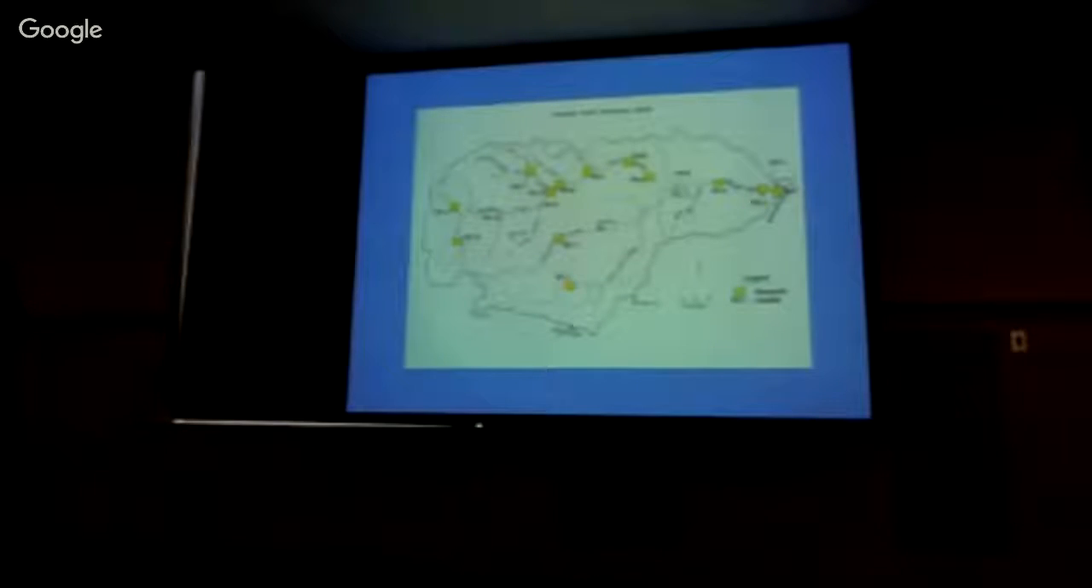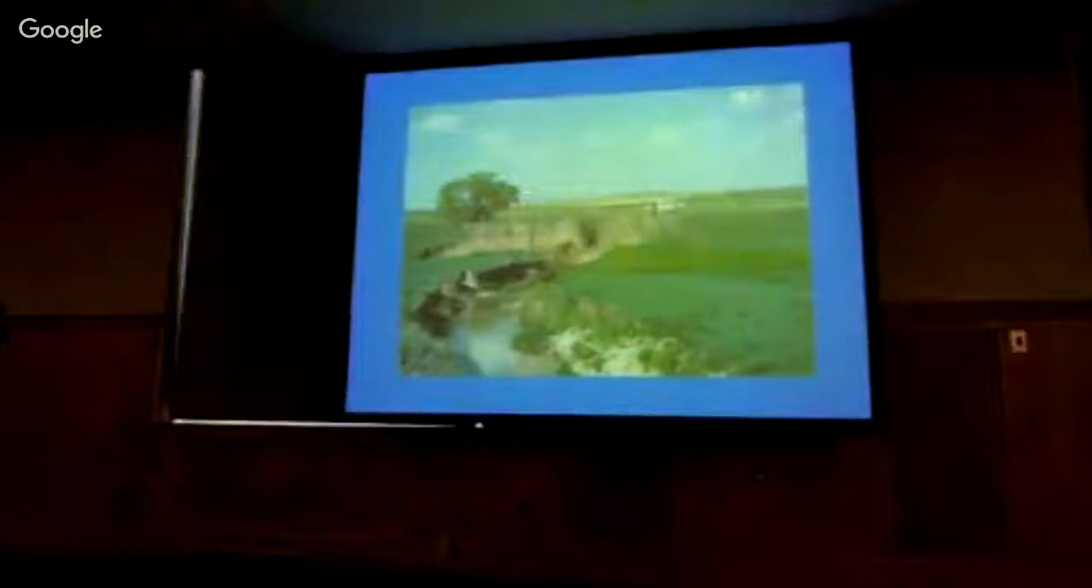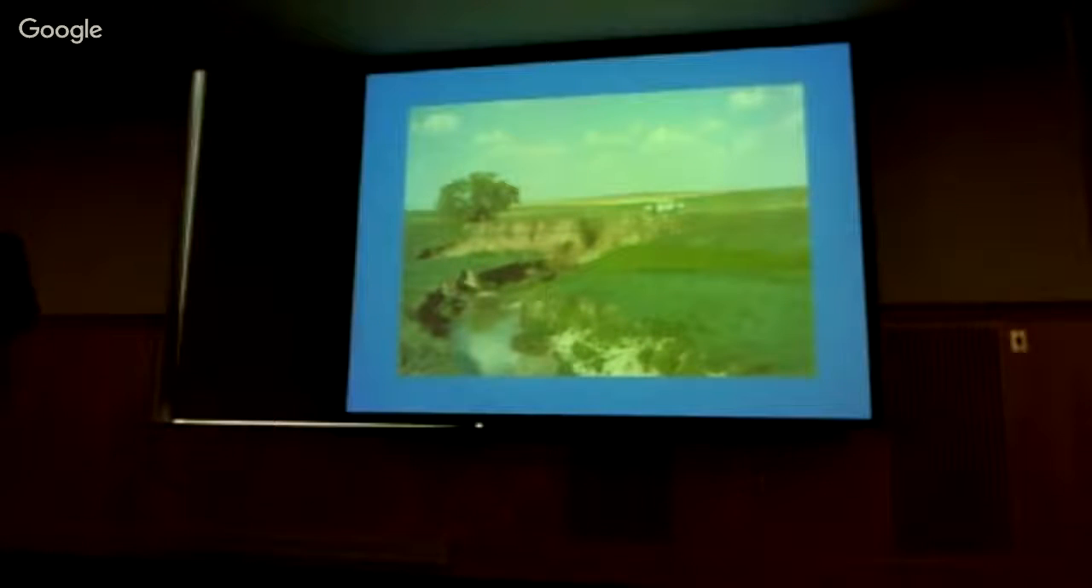And I look at low order streams high in the drainage network, and I work my way down through the whole system, looking at stratigraphic sections and cores. Wherever you see a yellow square is a place where I did some analytical work looking at sections or cores. I'm going to begin with low order streams, excluding draws on the Loess Mantled High Plains. These are less than fifth order streams. And I'm not going to spend a lot of time talking about these small streams because they're extremely repetitious.